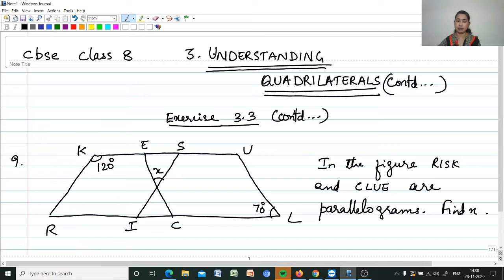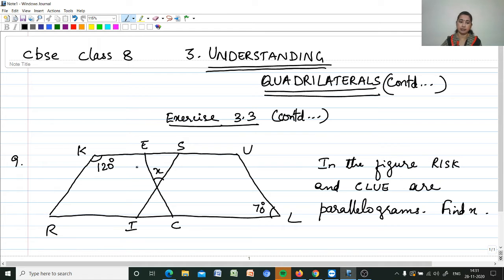Today I am discussing CBSE Class 8 Chapter 3 Understanding Quadrilaterals. We are continuing the chapter. In the last video we did exercise 3.3 up to the 8th question. Now we will move on to question number 9.